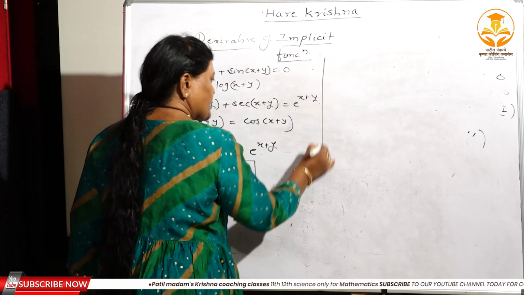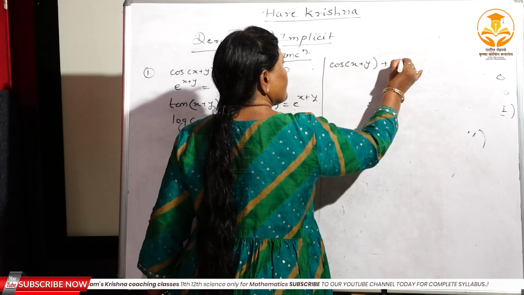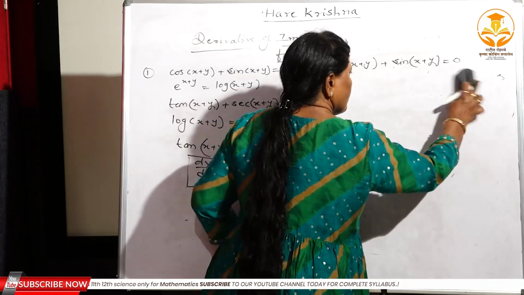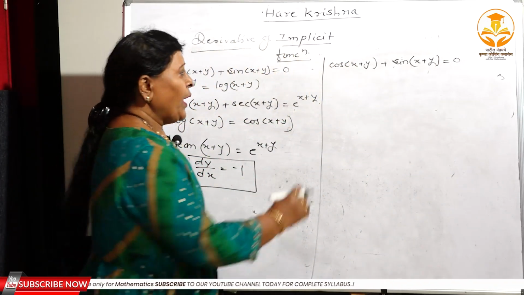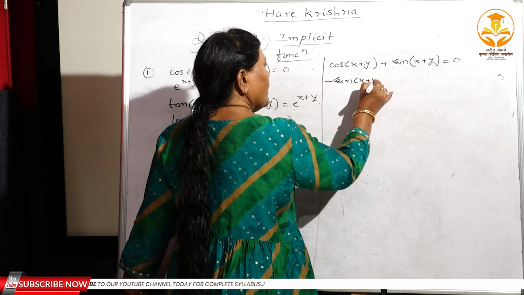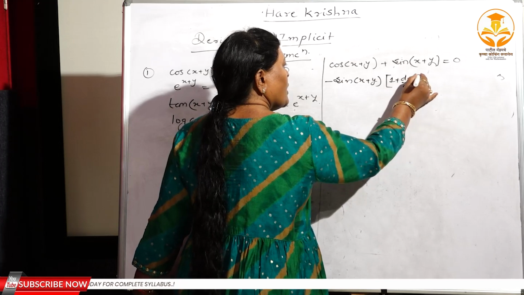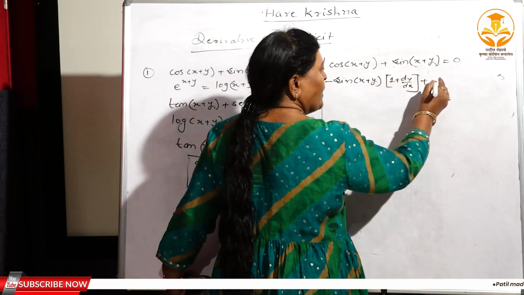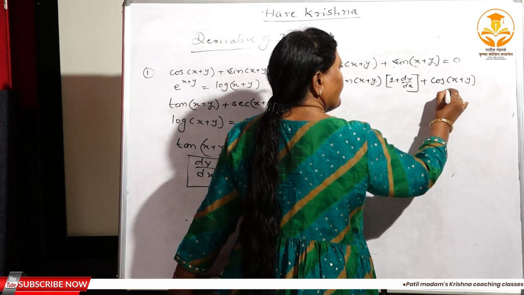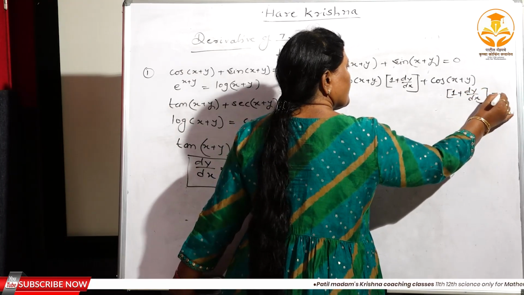The first example: cos(x plus y) plus sin(x plus y) equals 0, right? Now again, apply the chain rule. The derivative of cos u is minus sin u, so minus sin(x plus y), and the derivative of x plus y is 1 plus dy by dx. Similarly, apply the chain rule again: the derivative of sin u is cos u, so cos(x plus y), and the derivative of x plus y is 1 plus dy by dx. It is equal to 0.